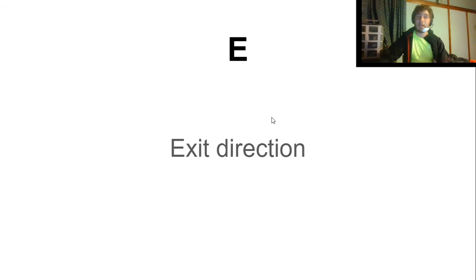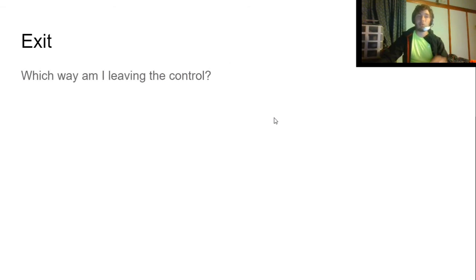Then we get to E, exit direction. So last one's done: control, attack point, route. The last one is exit direction, E. So exit. Which way am I leaving the control? It's the simplest one of these, but it's still really important.